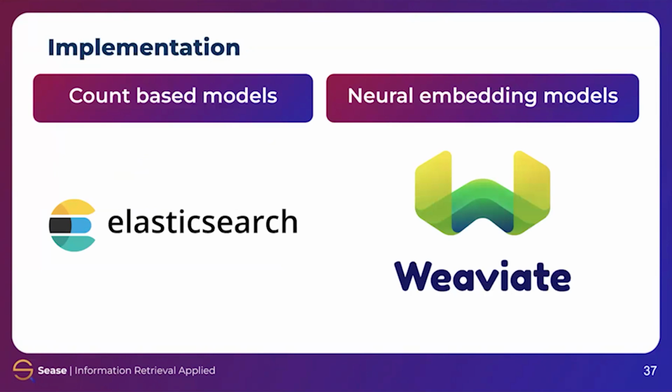And this is just a slide to show what the implementation was. Elasticsearch for the count-based models. At the time, I didn't know that I could perform vector search with Elasticsearch, so they told me to explore Weaviate, the vector database I told you about before.